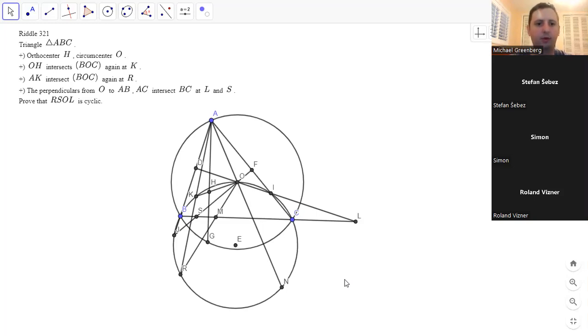So we want to show K, M, and N are collinear. How do we, so K and N are kind of straightforward to define, but then for M, we have to intersect AK and then intersect OR.